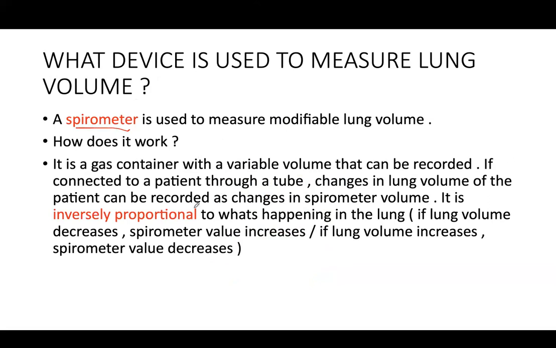and this change in lung volume is recorded on the spirometer as inversely proportional to what's happening in the lung. So if lung volume decreases, meaning the patient's breathing out, the spirometer value increases. If lung volume increases, the spirometer value decreases. So basically it works in an inverse way. What the patient is doing is going to show you the opposite. And the very important thing is a spirometer can only work if you have a change in lung volume. Every change in lung volume is measured by the spirometer.